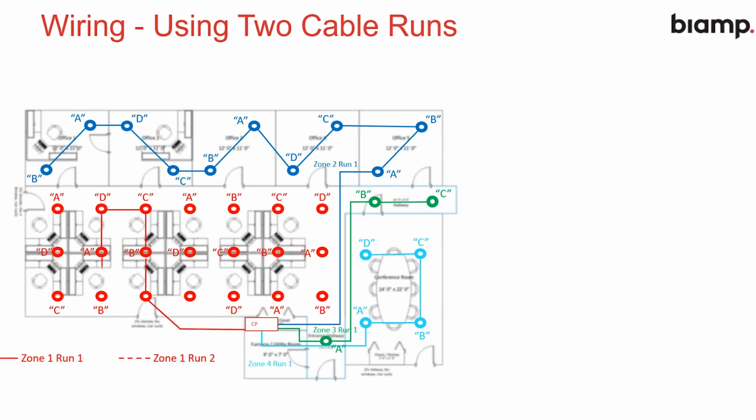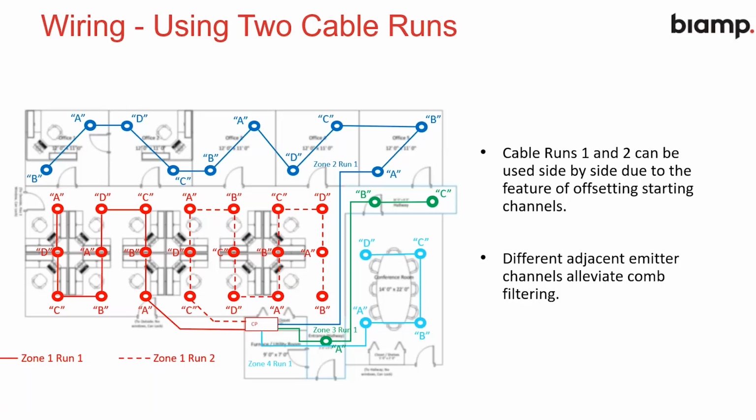If we had a larger space where we wanted to run 2 circuits in one zone, this is perfectly acceptable. The key point is that out of run 1, we start at A, and out of run 2, we start at C. So there would not be a conflict that way. And because we start with the A's and the C's, we will avoid cone filtering.